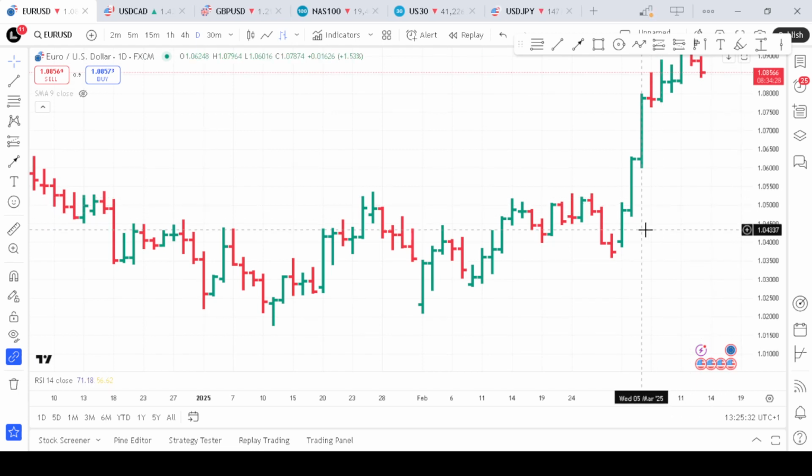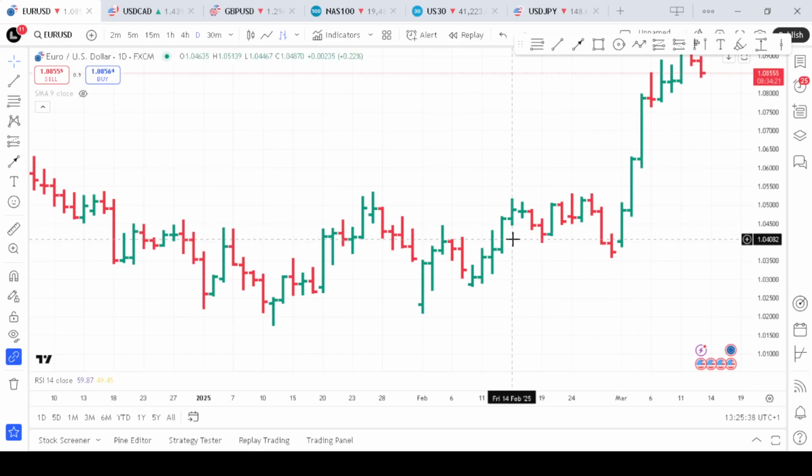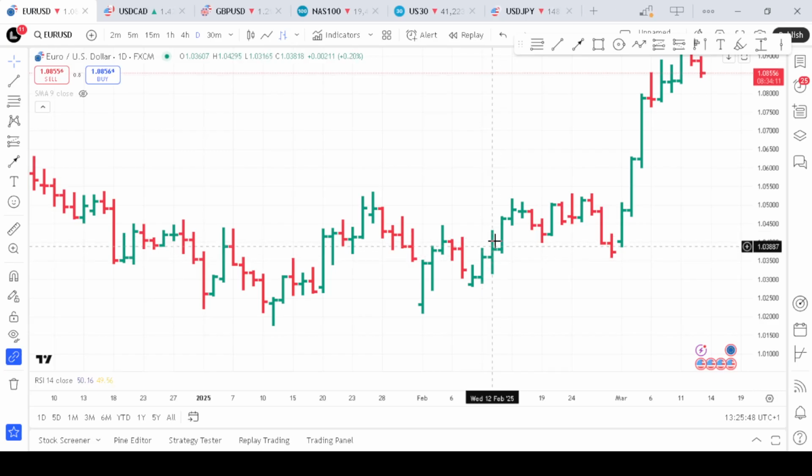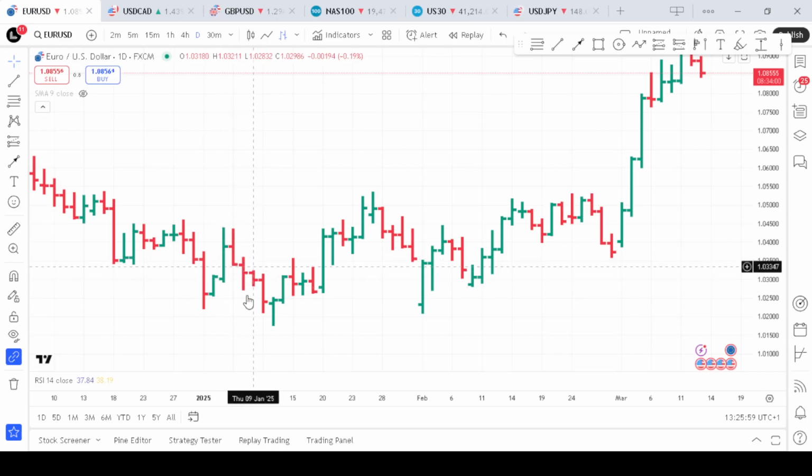When using the bar chart in your trading strategy, pay attention to the position of the closing price relative to the bar range. You always pay attention to the closing price. A close near the high suggests strong buying pressure, while a close near the low indicates strong selling pressure.